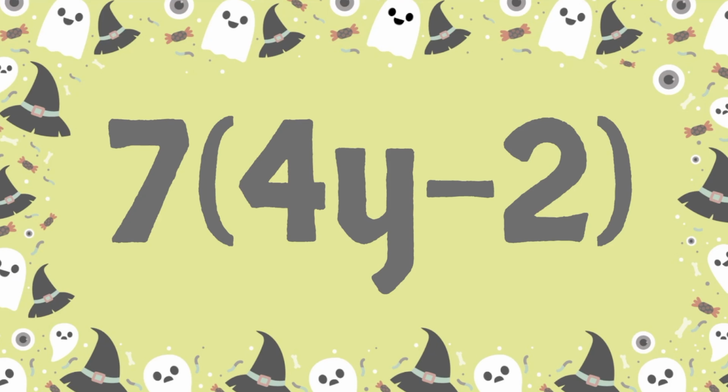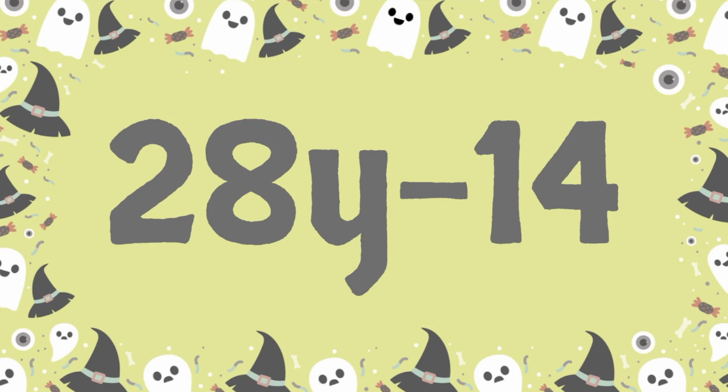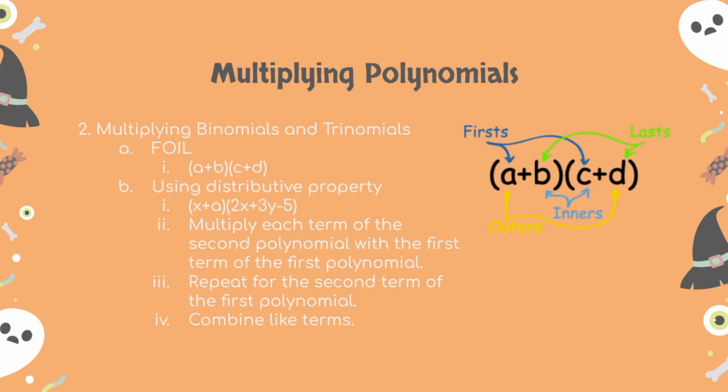Here's an example, 7 times 4y minus 2. First, distribute 7 to 4y and negative 2. Multiply 7 times 4y and 7 times negative 2. Your final answer should be 28y minus 14. Now that you know how to multiply monomials with binomials, we can move on to binomials and trinomials.